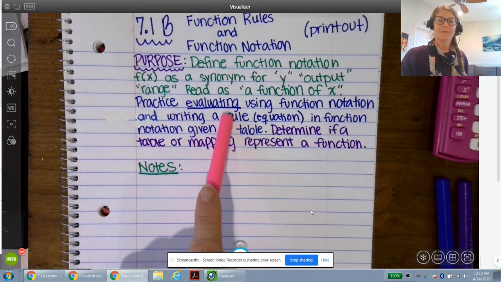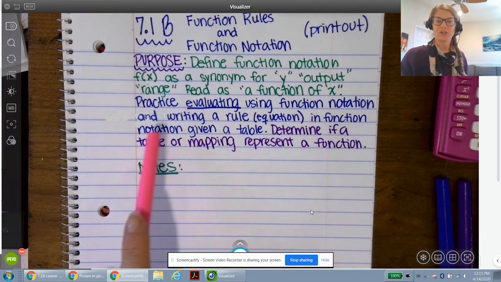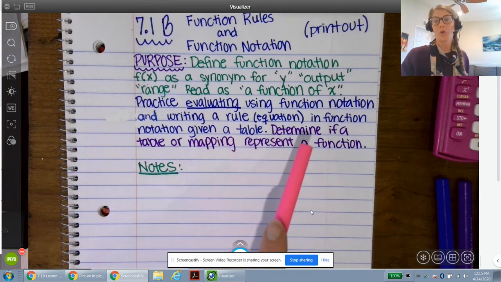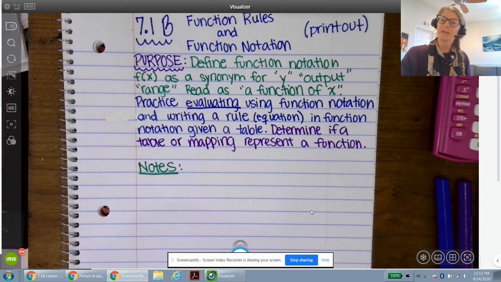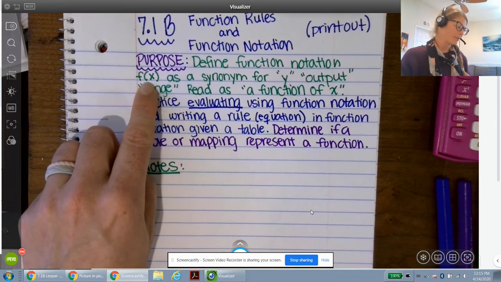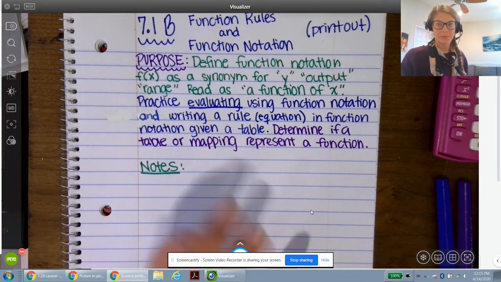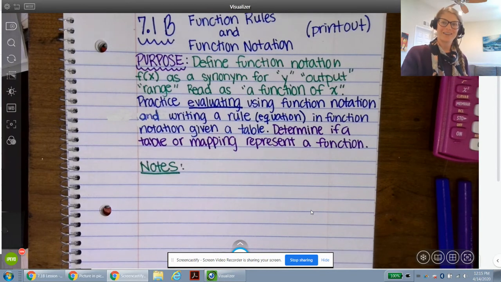We're going to practice evaluating using function notation and writing a rule or an equation in function notation given a table. And then given a table or mapping, we're going to determine if that relationship is a function or not. So again, f of x is an output and x is an input. So let's get started on our lesson.